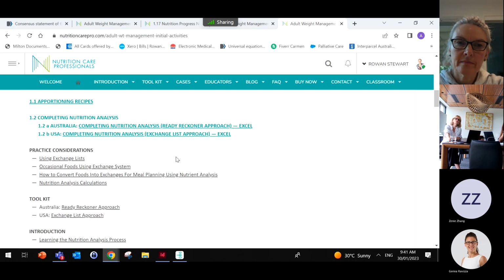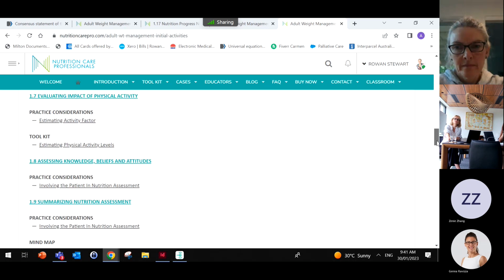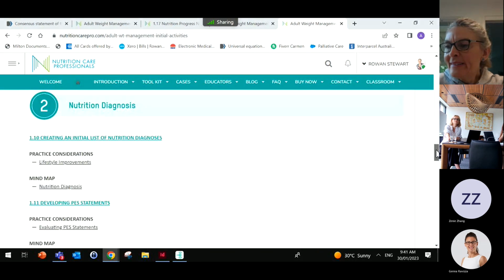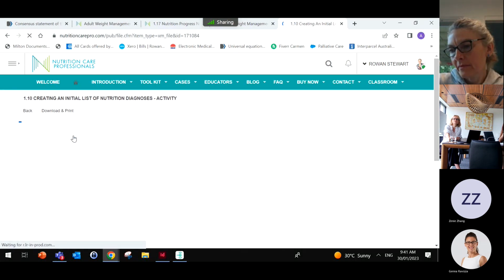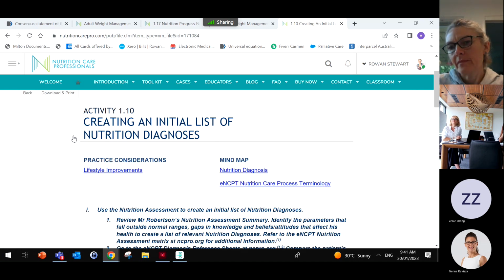The next thing that you will do in your chart entry is write a nutrition diagnosis. And in some patients, there won't simply be one diagnosis. There may be 3 or 4, but it's up to you to prioritize. You use your reasoning skills to prioritize which you're going to focus on. Clearly, in most patients who are obese, one of the PES statements will involve excess energy intake.